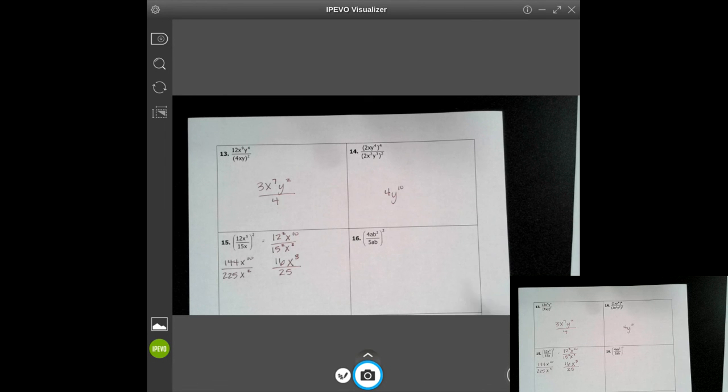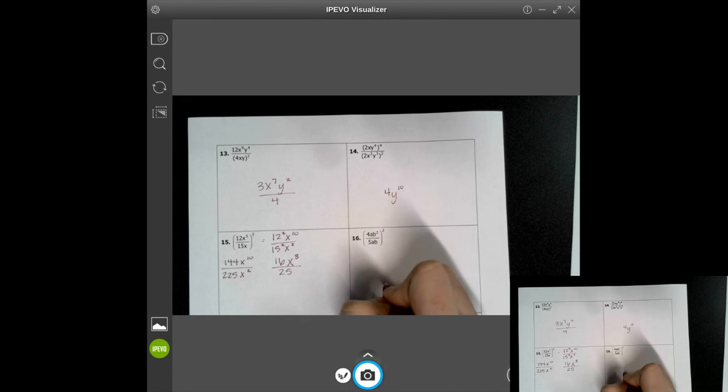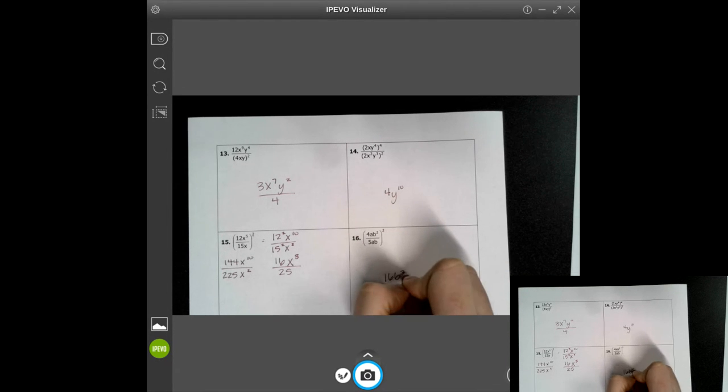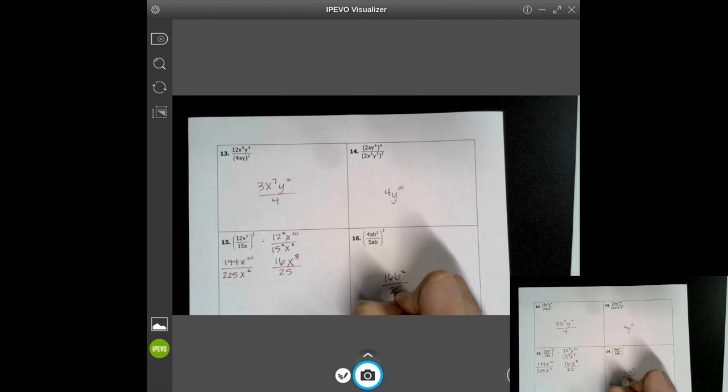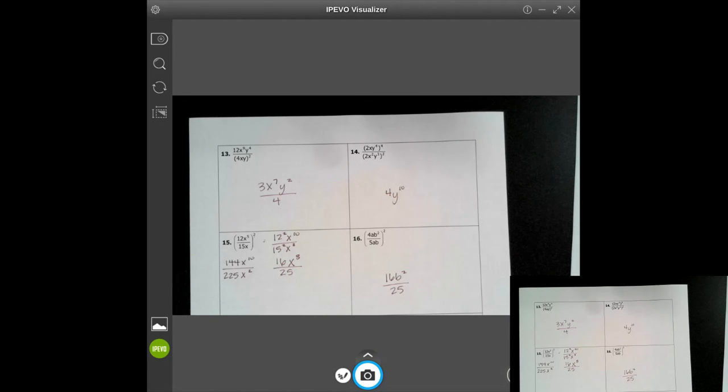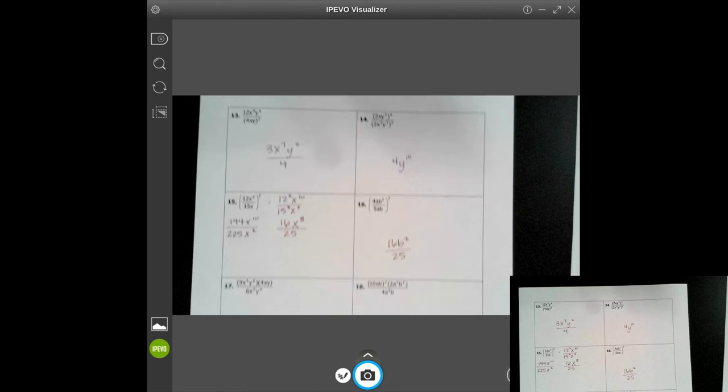Okay, go ahead and try number 16. Give it a shot. If you did it correctly, you should get 16b squared over 25. Okay, 2 more together here. Let's look at number 17.